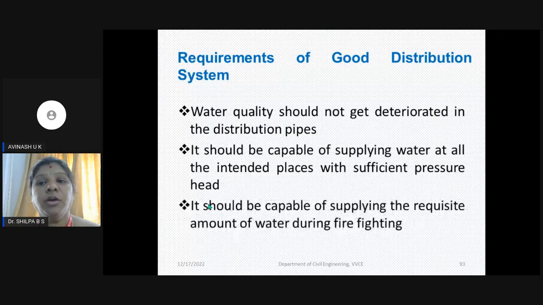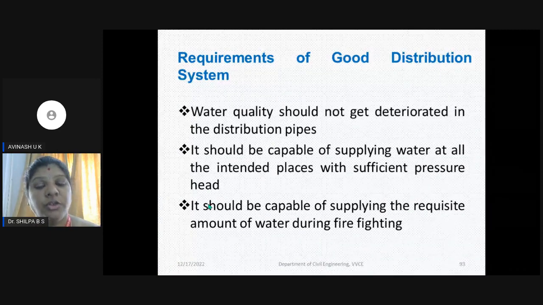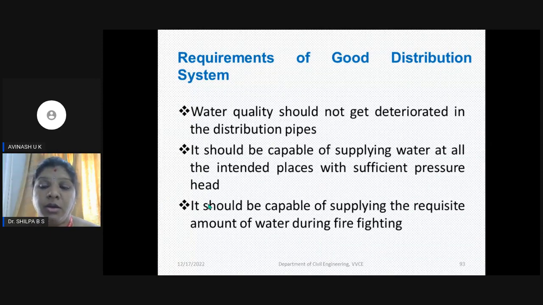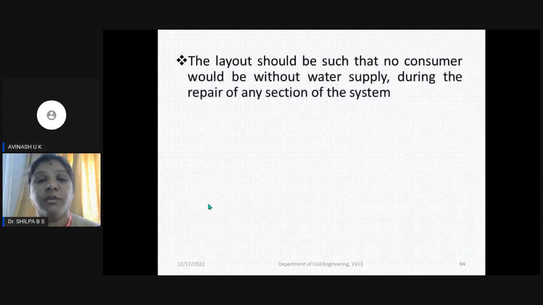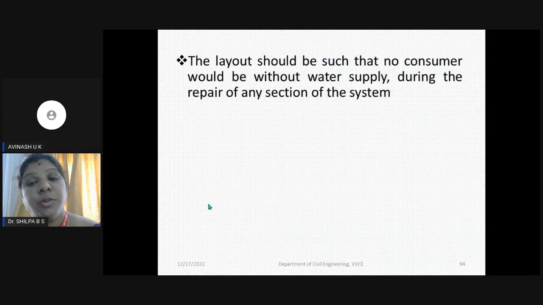The requirement of the water distribution system: it should not get deteriorated during the supplying. Water quality should not be affected. It should be capable of supplying water at all the intended places with sufficient pressure. It should be capable of supplying the requisite amount of water during firefighting. The layout should be such that no consumer would be without the water supply.